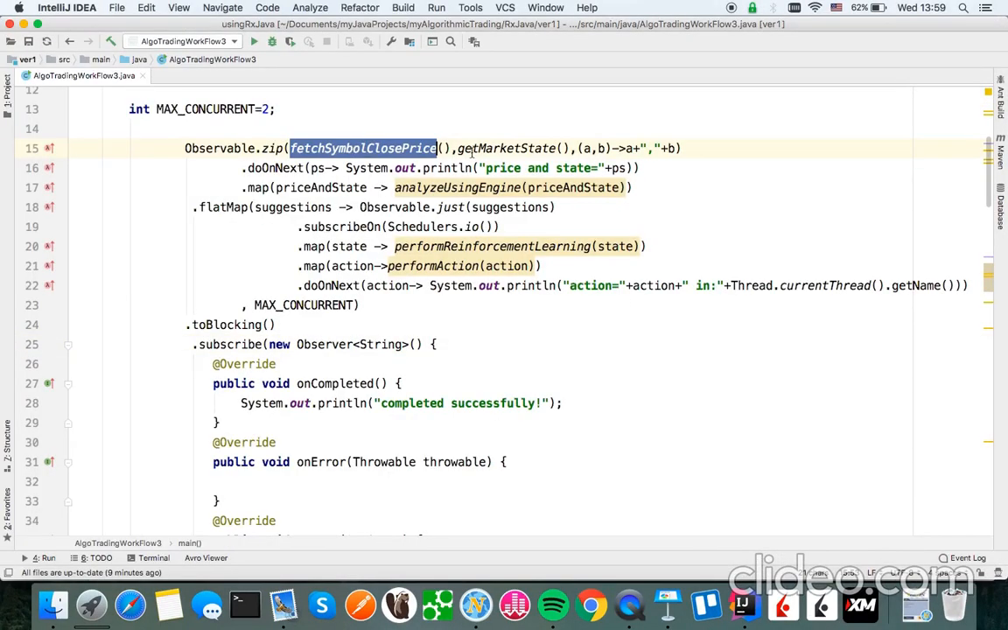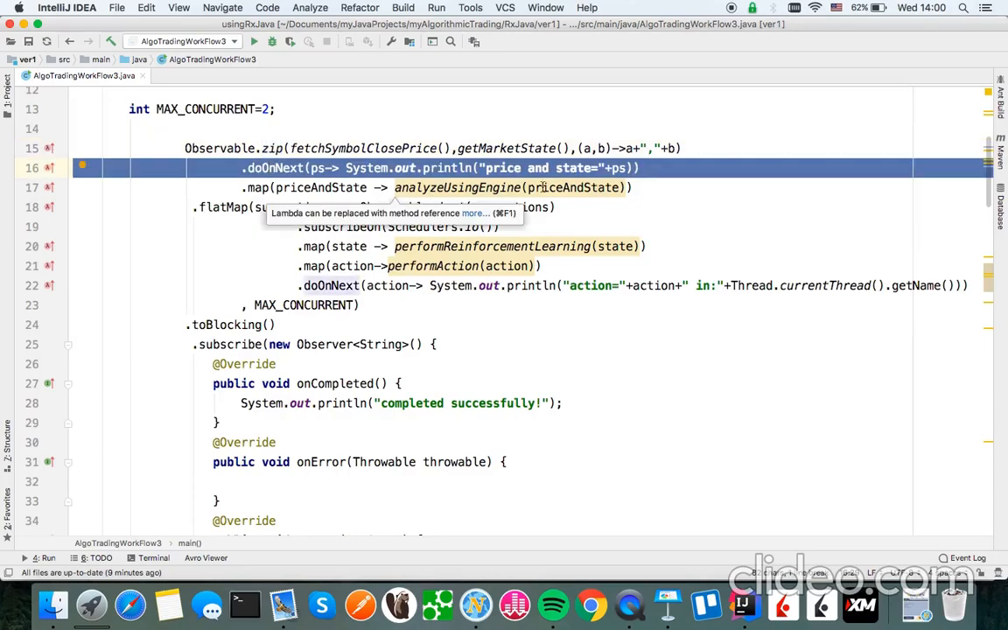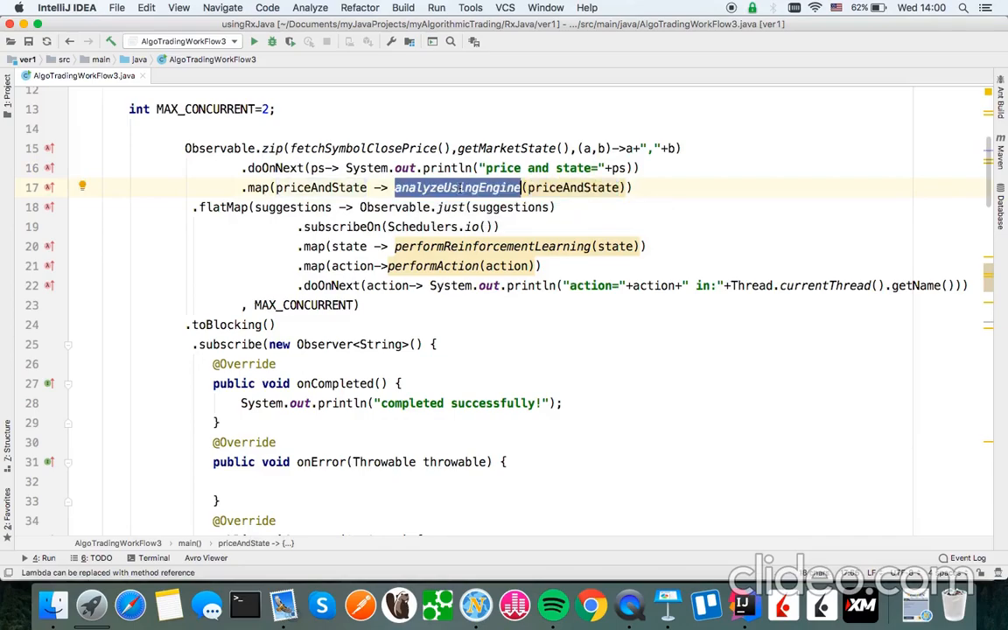We have two observables. Fetch symbol close price: we are fetching all pairs, Euro USD, GBP USD, Aussie dollar USD, so any pair. We can mark a state, for example, which state are we in? Are we in buy state, sell state, or we don't have any position yet? And then we combine these two observables with the zip operator, which is an RxJava operator, to get a new observable. And then we use analyze using engine.